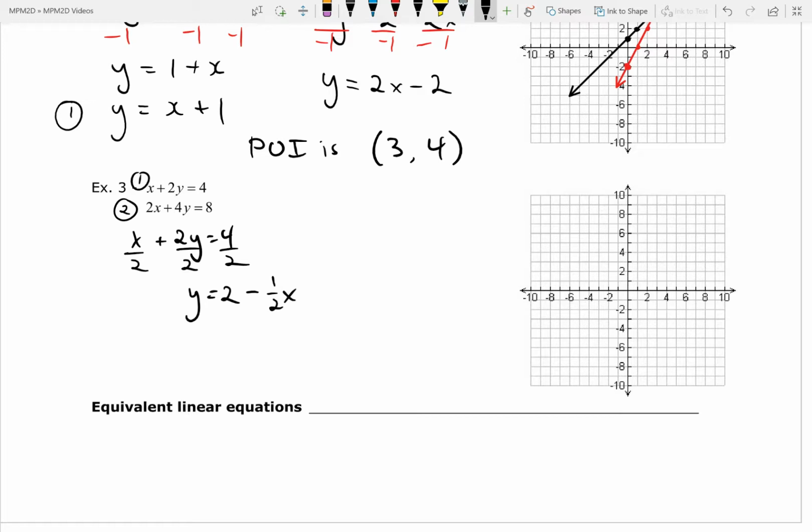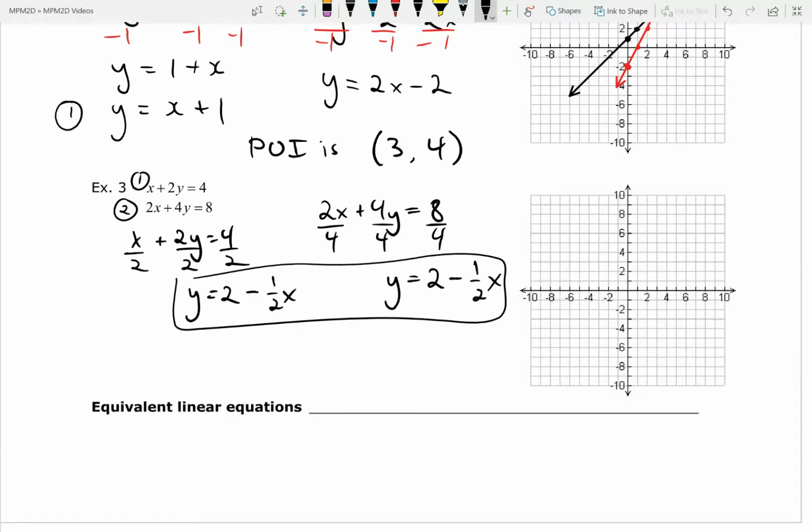Let's look at the second equation. The second equation says 2x plus 4y equals 8. What happens if I divide this equation by 4? The reason I'm doing it by 4 is so that I can get y isolated. So 4y divided by 4 is just y. On the right side, I have 8 divided by 4, which is 2. And 2 over 4 simplifies to 1 over 2. And if I bring it over to the other side, I get minus 1 over 2x. And so it turns out that these two equations are equivalent.